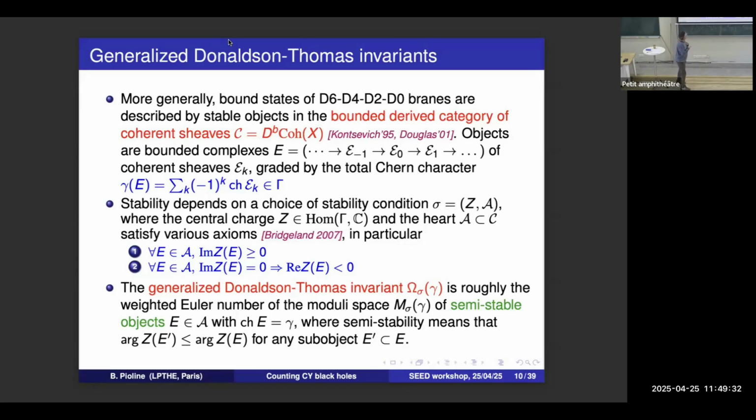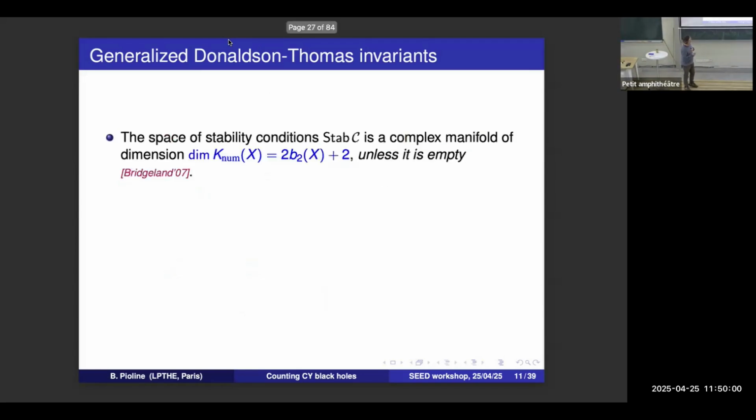But once you have them, you can define this notion of generalized Donaldson-Thomas invariant, which will be the Euler number of the moduli space of semi-stable objects. Semi-stability means that, for objects in the heart, for any sub-object in the heart, the argument of the central charge will be less than that of the object. Okay, so that's the definition.